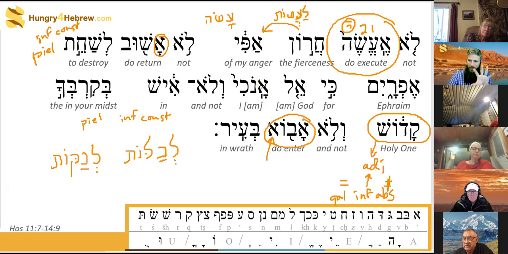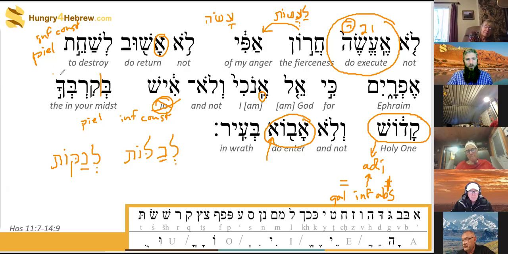I've mentioned this before: if you look up in a grammar what is the purpose of a meteg, the grammars will say, here are 5 things that the meteg does. I'm like, what? Why would they use the same symbol for 5 different things? They didn't. The meteg simply means pause on this a little longer. Now, why are we pausing on it? Sure, we can have 5 reasons for that. But this is the full form of ani. This is the more original form of ani. It's anochi. Velo ish. God am I and not man. Why they put the word in right here, I may never know.